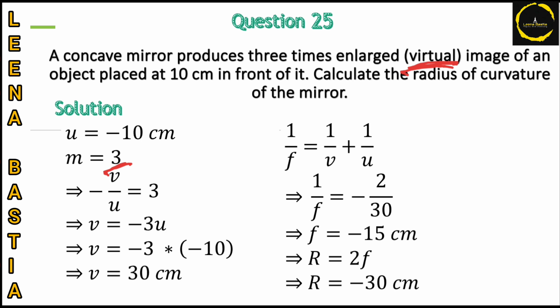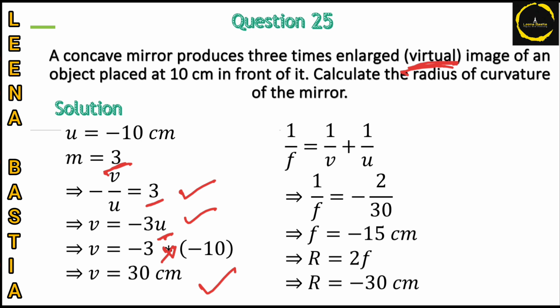If at all in the question it is given as a real image, then you have to write m equal to minus 3. Now from this you substitute the value in this formula. We know that m equal to minus v by u, and the value of m we have put here, that is 3. Now just see, v equals minus 3u, we got this one. Substitute the value of u here, this is the multiplication, and after multiplying you will get 30 centimeter.